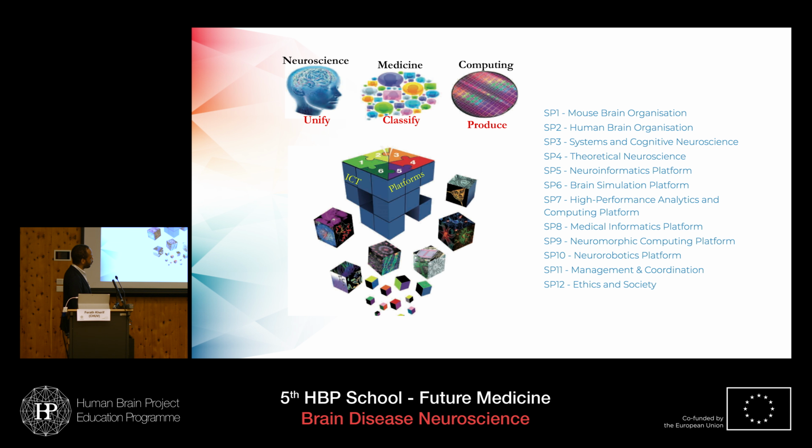And you also have the platforms, which you can access through the Human Brain Project portal: the Informatics platform that gathers data from different scales, the brain simulation, which tries to model, using computational modeling, neurons and higher levels of representation, high performance computing, the medical informatics platform, neuromorphic computing, and neurorobotics.